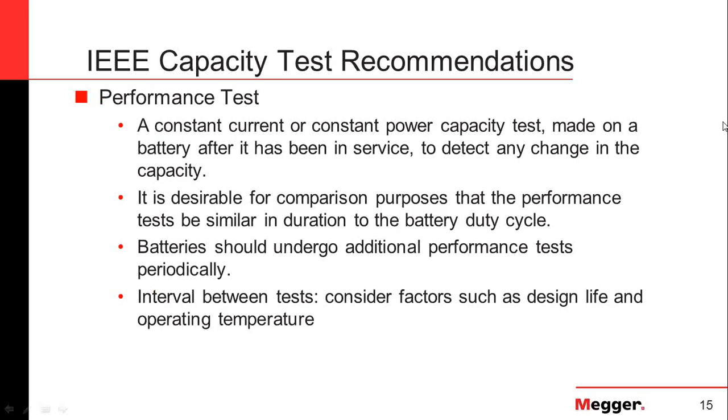A performance test is much like an acceptance test. It's a constant current or constant power test, but this is made after the battery has been in service for some period of time, typically 2 years. It's recommended, according to the IEEE, to do this test to make sure that your duration is similar to that of the duty cycle. And you'll want to do these on a continuous basis, and we'll get into the frequency in a few slides, what the recommended frequencies are.